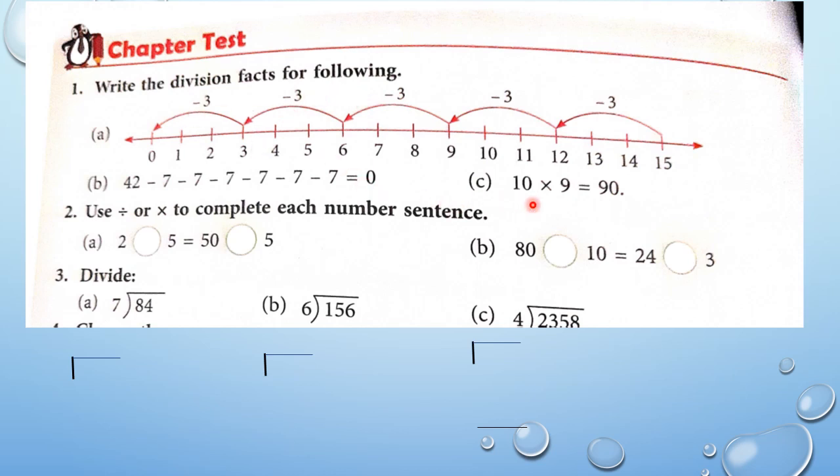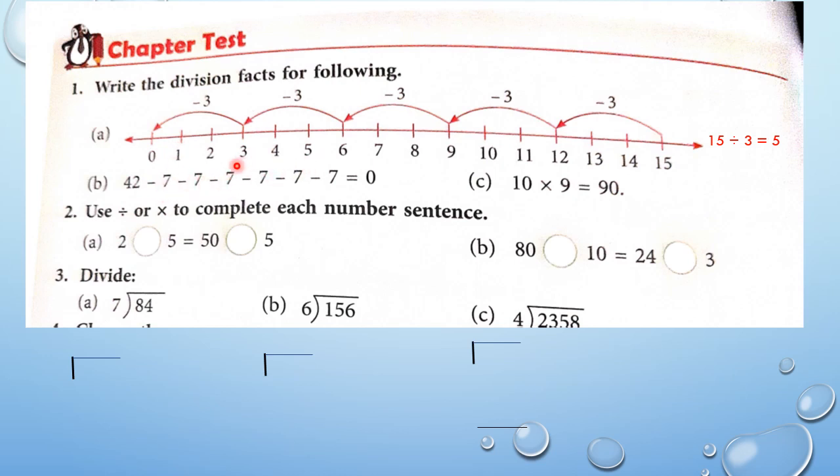We have done 15 minus 3, 12, 12 minus 3, 9, 9 minus 3, 6, 6 minus 3, 3 and 3 minus 3, 0. So how many times we have counted 3? Again we will say 1, 2, 3, 4, 5. So the answer will be 15 divided by 3 is equal to 5. This is called a division fact. Now this type of question I am going to ask. So please remember and learn this properly. Now here 42 minus 7 minus 7 minus 7.